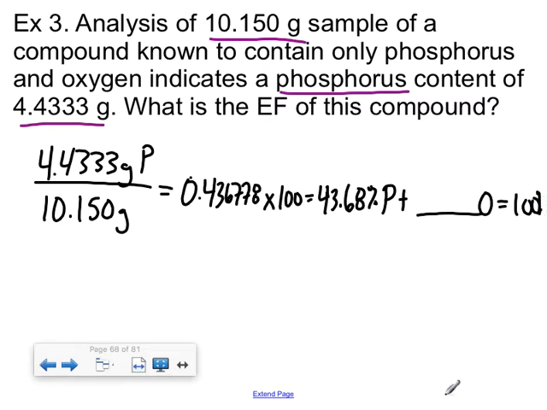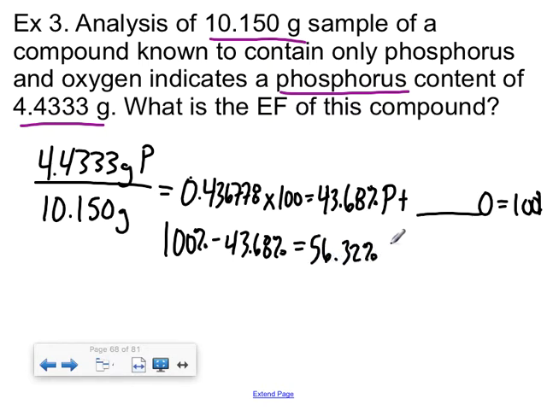So to figure out O, I'm just going to go 100% minus 43.68%. So 100 minus 43.68%, I get 56.32%. And that, my friends, my students, that's oxygen. That's the percentage of oxygen. So now I have my percent for these 2 elements, and they do indeed add up to 100.